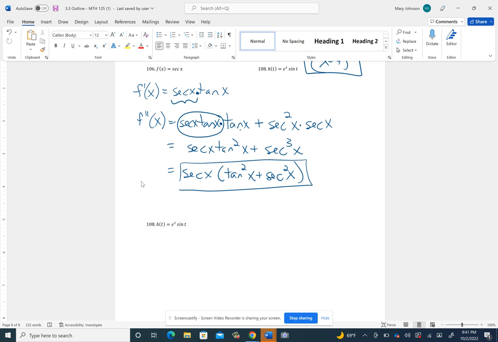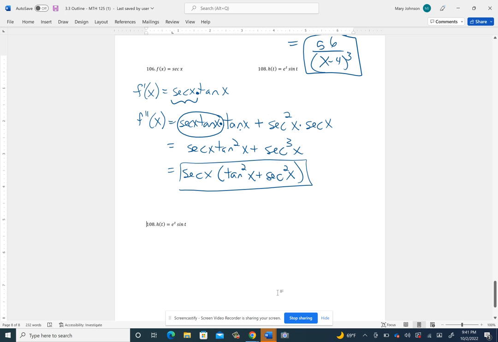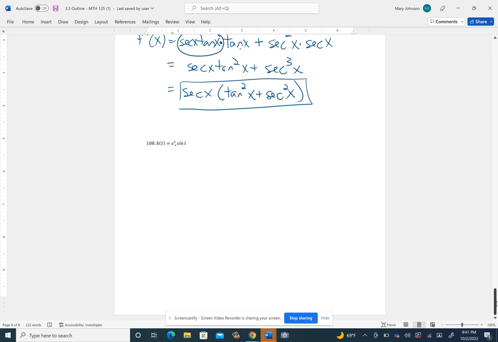All right, now this one has an e function and a sine function. It's clearly a product rule problem. So let's see what happens on this one. We would do the first derivative first: the derivative of the first function, which would be e to the t, times the second function as is. Then we would do the derivative of the second function, which is cosine t, times the first function as is. And this is not a quotient rule, so that's it.